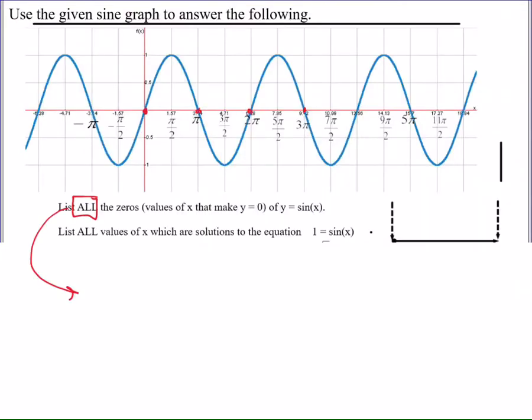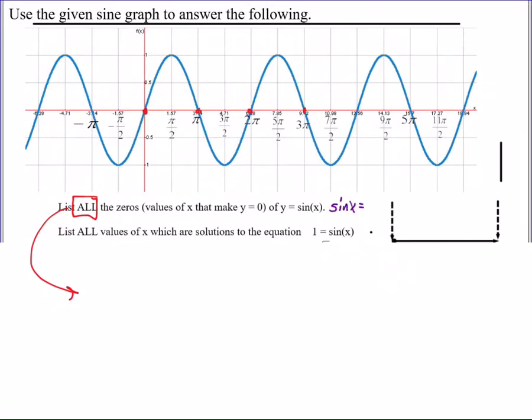So just to look at the basics, there are two different ways that you're oftentimes asked to solve trig equations. Sometimes you're asked to provide all of the solutions to a specific trig equation. In this case, it's looking for the zeros of sine of x. In other words, when does the sine of x equal 0? That's what we're solving.